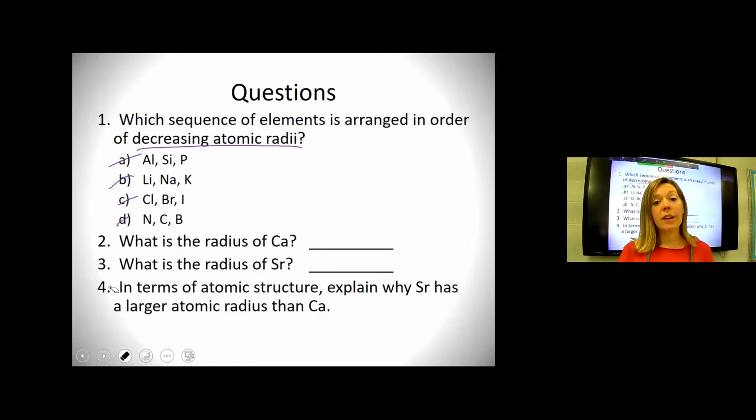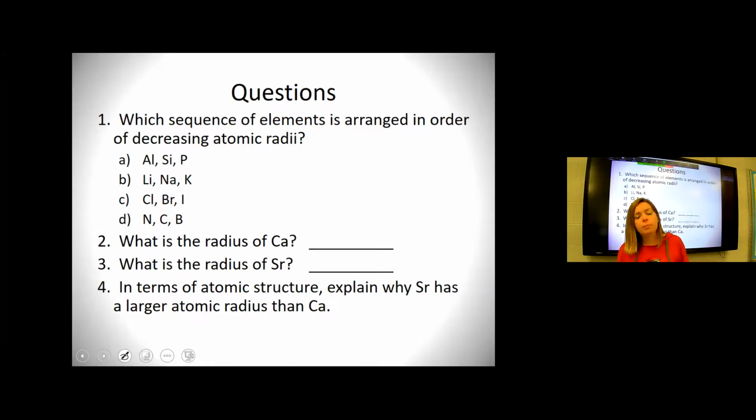All right, so now we have our examples. So with our examples, we can certainly use our trends to help us, and that will definitely save us time, but we should also be checking our answers on table S to make sure that we are getting the correct answer. Because if table S gives us the radius, it should make these questions super easy.